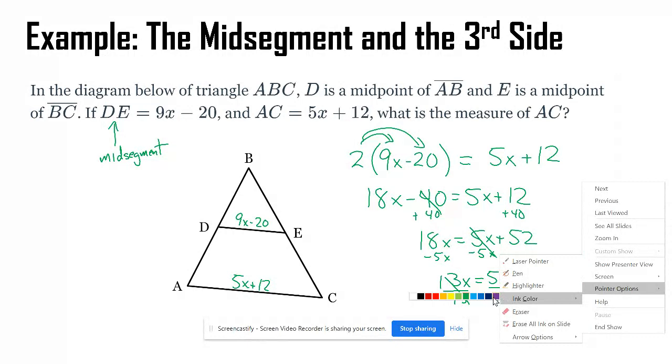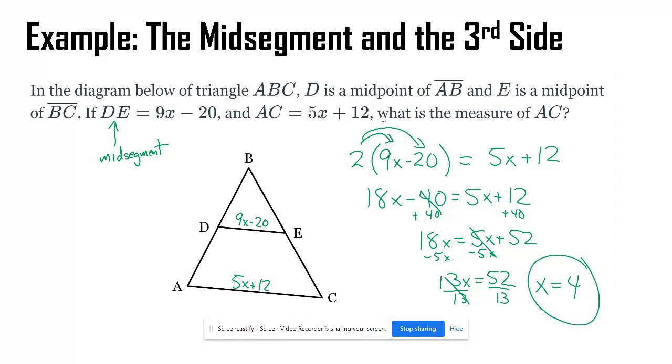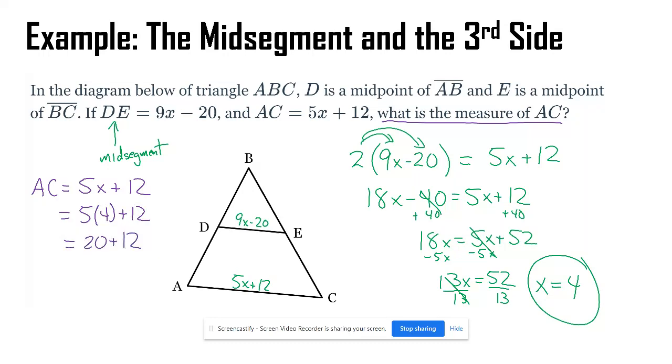I'm going to switch colors here. So what is the measure of AC? So to find that, we have to take what we got for x, which is 4. We have to look at AC, which is 5x plus 12. And we got to plug in 4 for x and work this out. So 5x becomes 5 times 4. And we're going to get 20 plus 12, which is going to be 32. So that is our final answer.